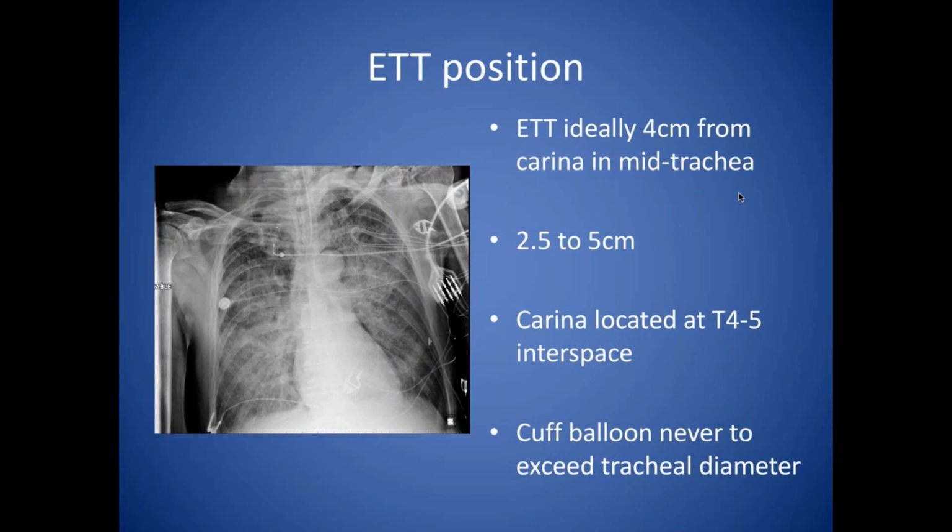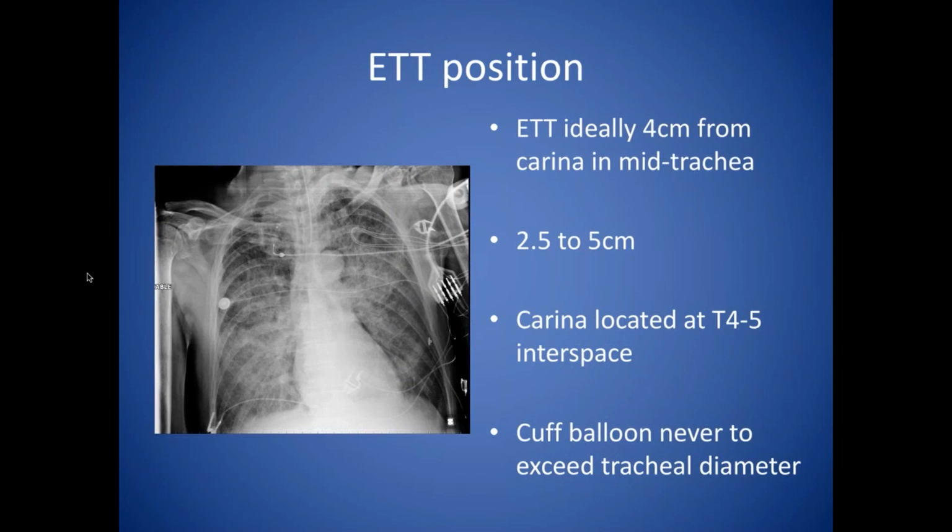Don't forget that during flexion and extension of the neck of the patient, the ET tube can migrate upwards and damage the vocal cords, and migrate downwards and intubate one of the main bronchi. This is a patient who has ARDS and a pneumomediastinum, and you can clearly see that the ET tube is in the correct position in the mid-trachea.